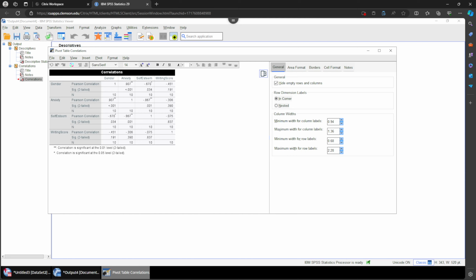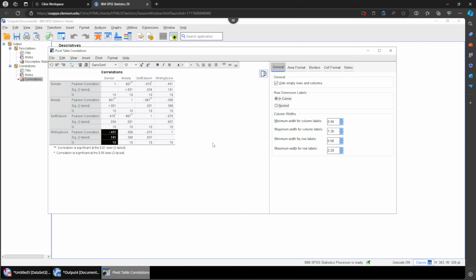All right, let's take a look at our last hypothesis, question 5, and that's that female students would have higher writing scores compared to male students. So again, we're going to be looking at the relationship between gender and now writing scores. So we have this relationship right here.